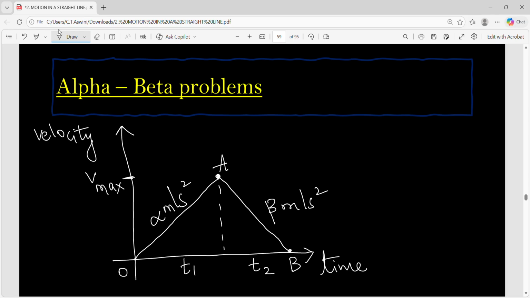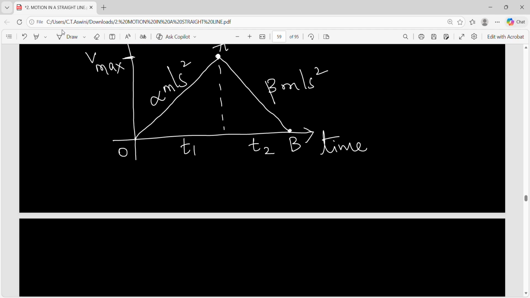So if you get these kind of questions, the body was first accelerating and then deaccelerating, find the average speed, find the maximum speed, find the distance covered. So you'll get such kind of questions. So what you have to do, use these formulas. Have you understood the case?